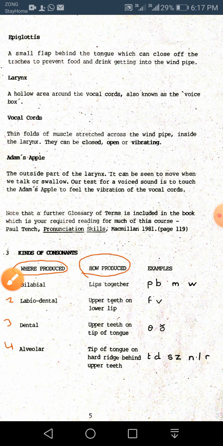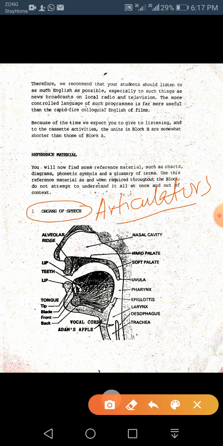Let me take you to this page again. If the outgoing air from the lungs travels into the vocal tract and comes to the lips and goes out, and during this travel the air is subjected to obstruction at any place, this is known as a consonant sound. And if the air goes out from the lungs through the vocal tract into the atmosphere without any obstruction, this type of sound is known as a vowel sound. This is the basic difference between consonants and vowels.